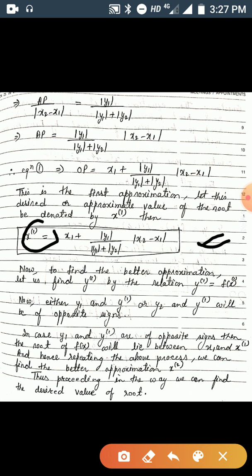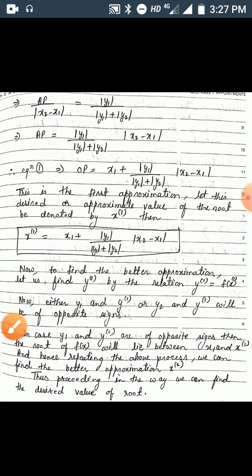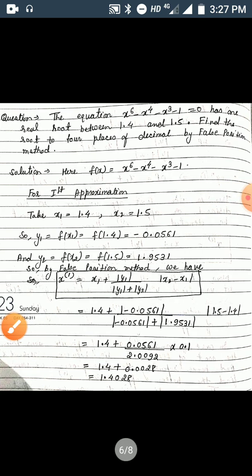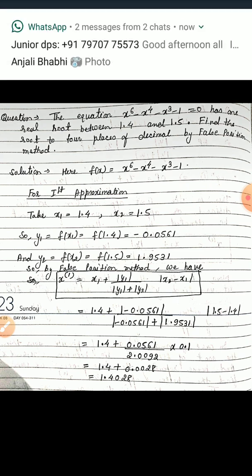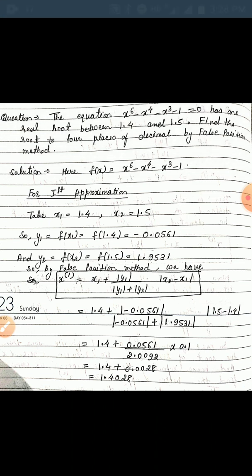So thus proceeding in this way, we can find the desired value of the root by regula falsi method. Let us discuss this formula by an example. The question is: the equation x to the power 6 minus x to the power 4 minus x cube minus 1 equal to 0 has one real root between 1.4 and 1.5. Find the root to 4 places of decimal by false position method.